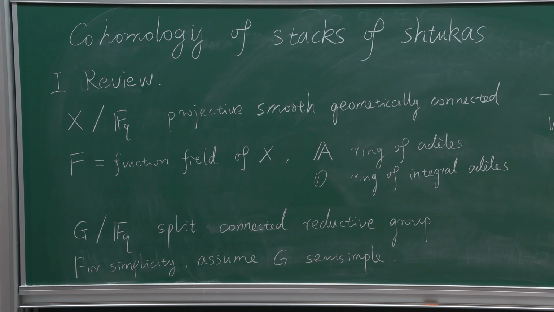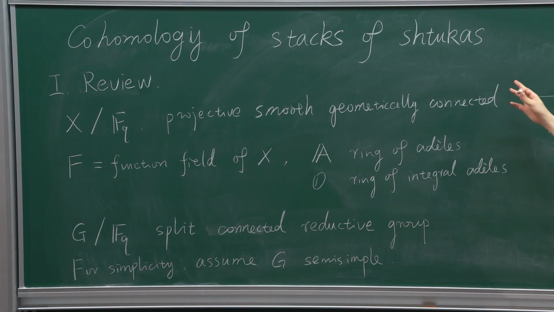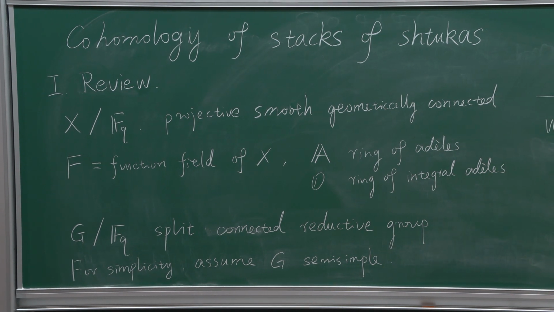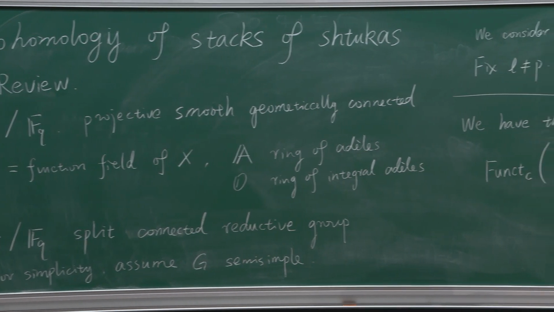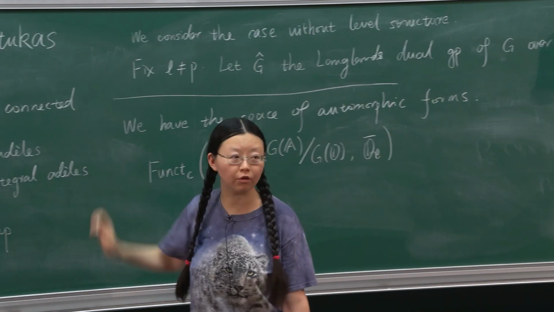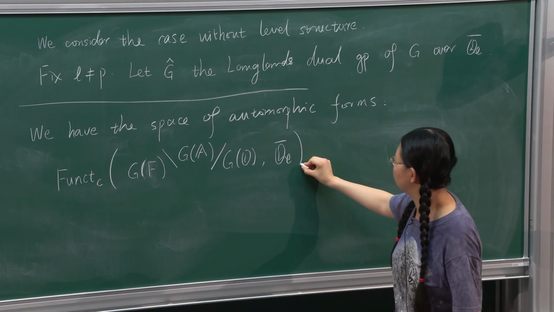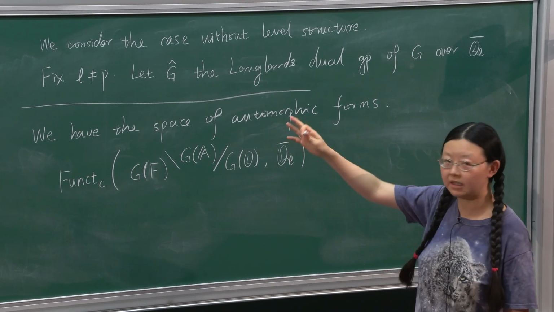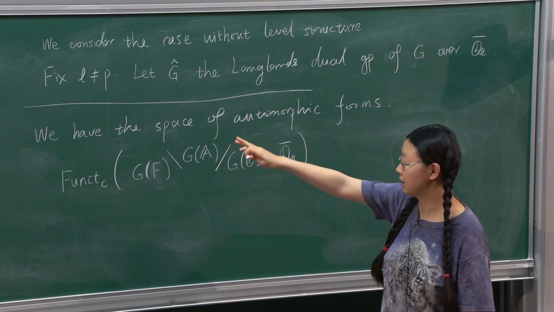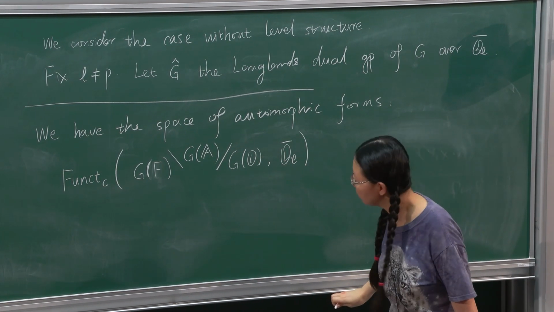And in this talk, we will talk about some properties of the cohomology, such as the finiteness property and the smoothness property for the cohomology sheaves. And to see what they can give us, the information about the space of automorphic forms.